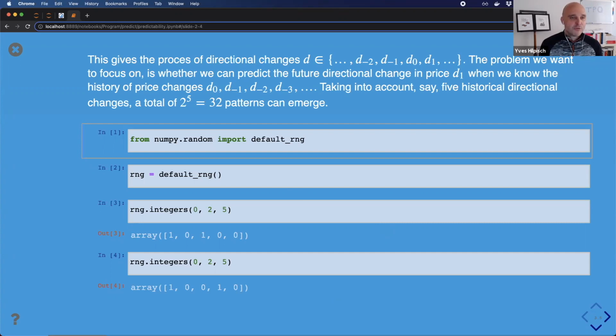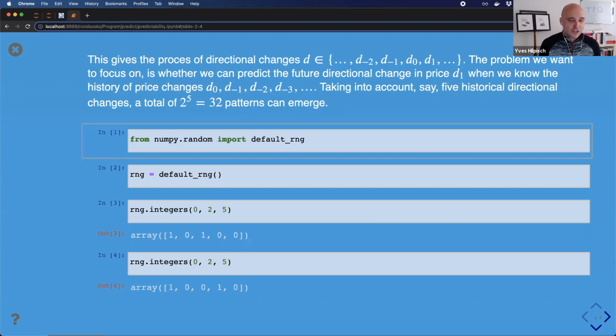The problem we want to focus on is whether we can predict the future directional change in price, D1, right? Well, we know the history of price changes, D0, D-1, D-2, D-3, etc. So taking into account, say, 5 historical directional changes, a total of 2 to the power of 5, 32 patterns can emerge. I will relate this to typical approaches later on.